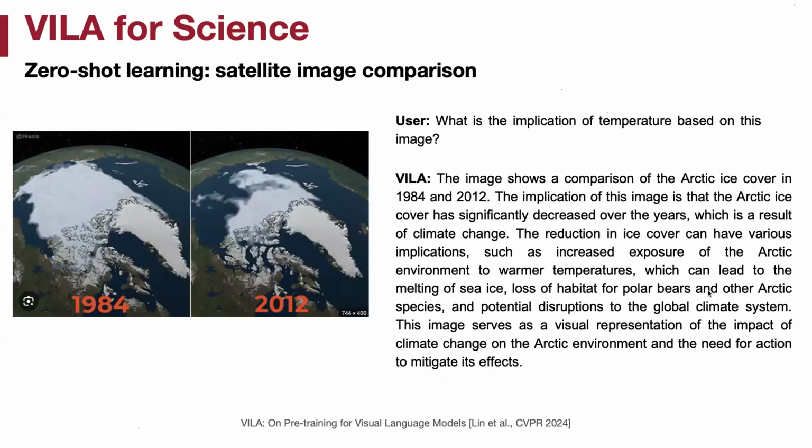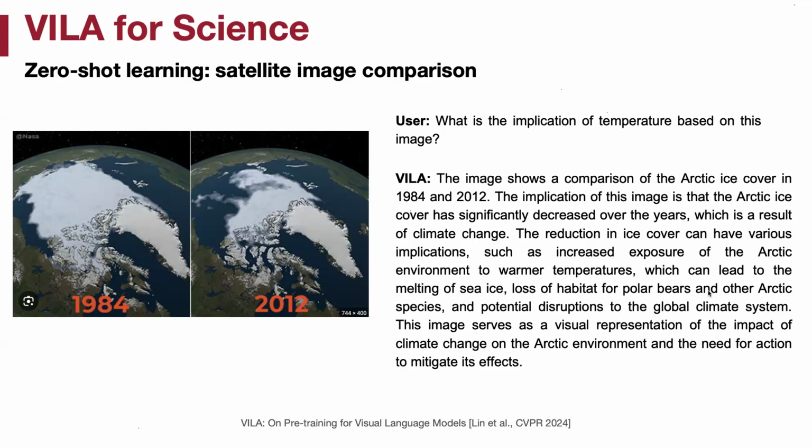Similarly, we also try to see if it is able to understand some historical data. This is data we took from the web indicating the Arctic Circle. It's from a satellite. It has some text in it, from different years. So the question is, what is the implication of the temperature on this image? It's a very indirect prompt, but the model is actually going to reason through it.